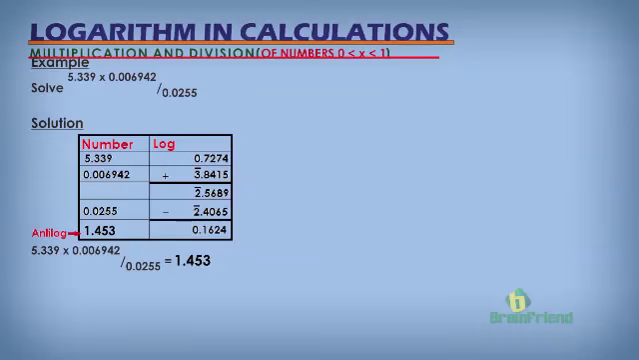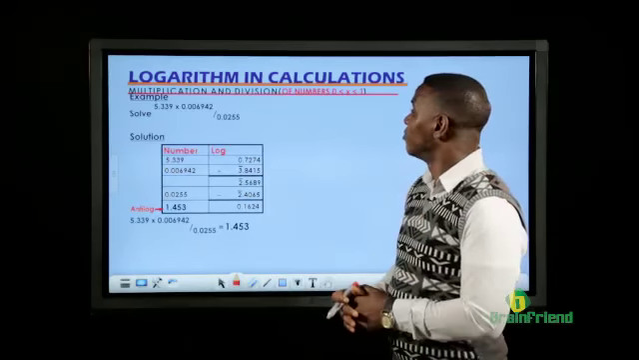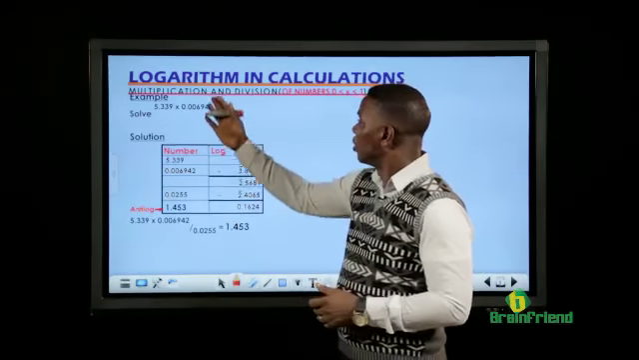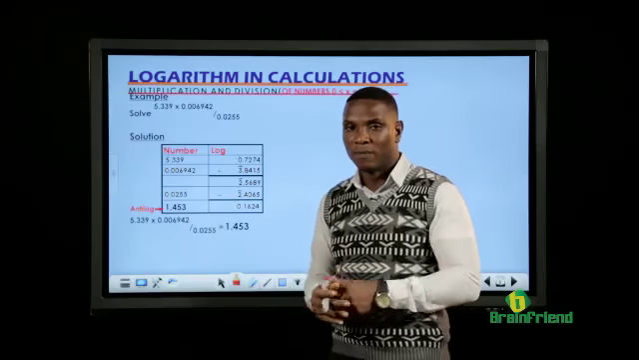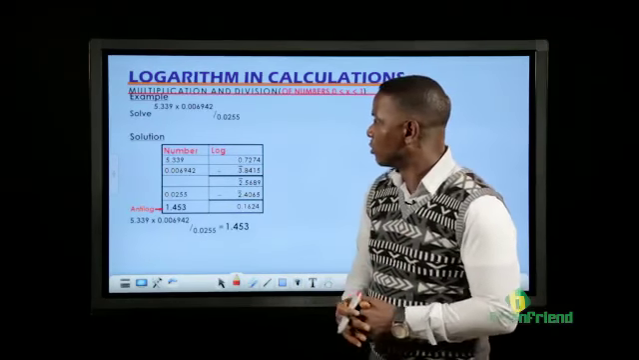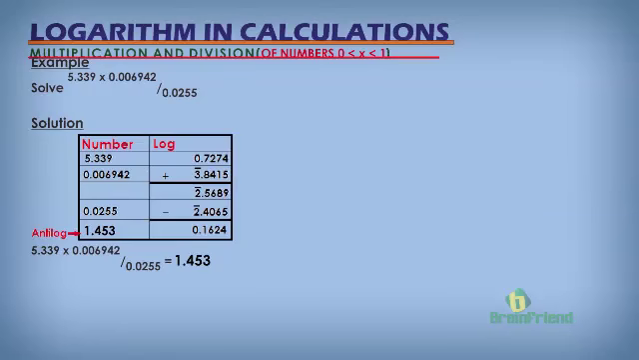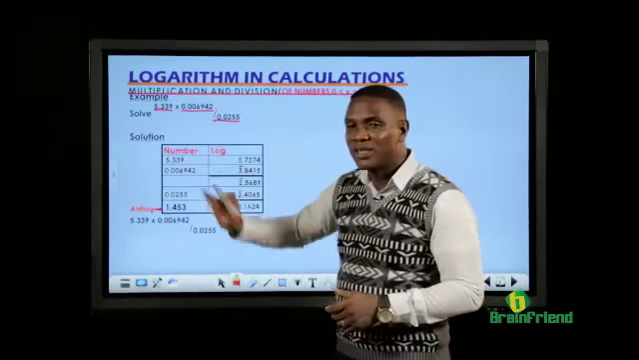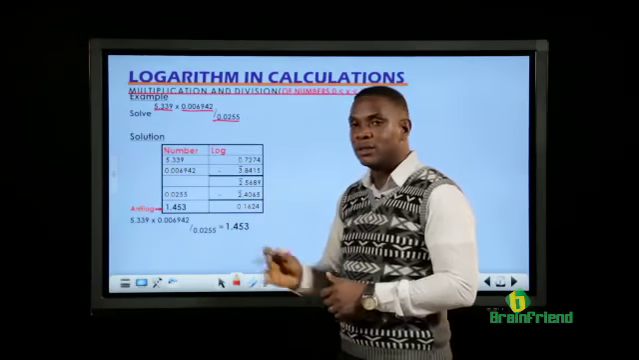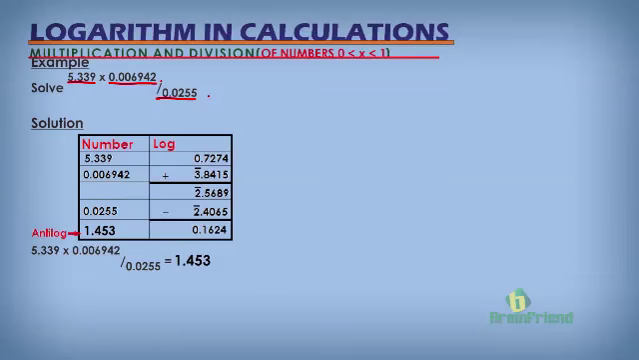Let's go on. Let's take some examples. We'll be looking at examples that involve operations such as multiplications and divisions. Of course, we are working with numbers less than 1, and we are making use of our logarithm table. So again, let's start by solving 5.339 times 0.006942 divided by 0.0255. To do this, remember in our last class, we advised that we'll simply lay out a neat table that has number and logarithm. Let's go ahead. So we have 5.339.